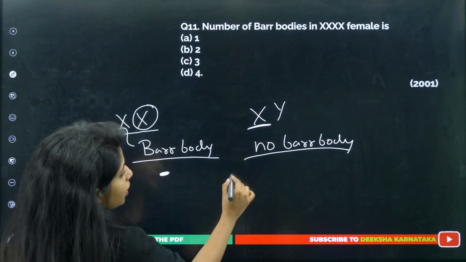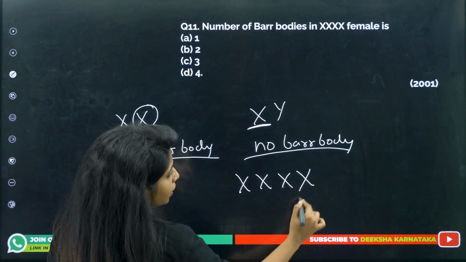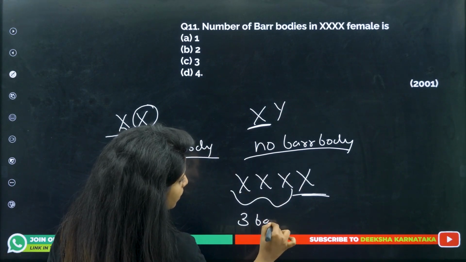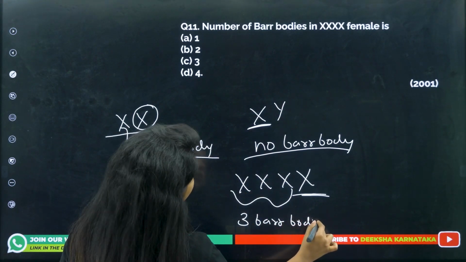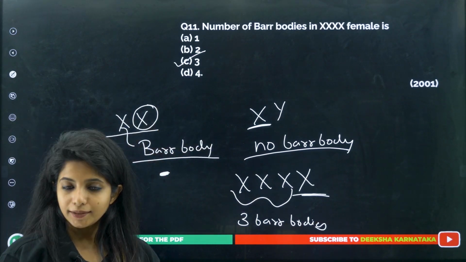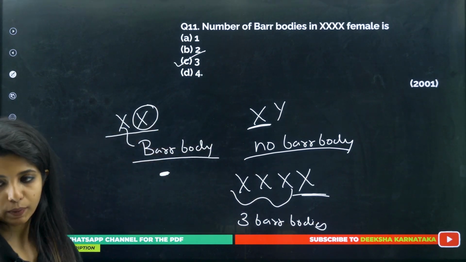So in this condition where there is XXXX, you just need one X. The rest three of them will be converted to bar bodies. So the answer is three. This came in 2001. Okay, this is the 11th question.